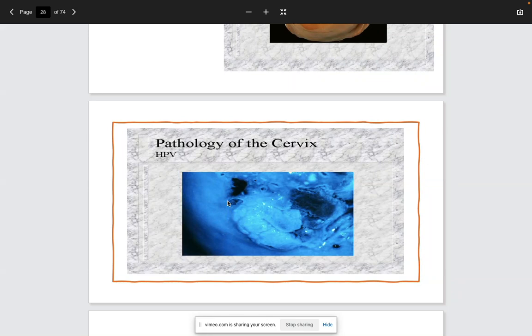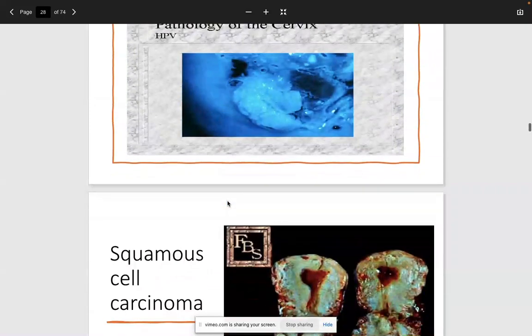HPV can just cause genital warts. That is going to be the more benign form. Again, that's not cancerous, or it can cause cancer or carcinoma. And that's going to be obviously the more worrisome thing that happens.